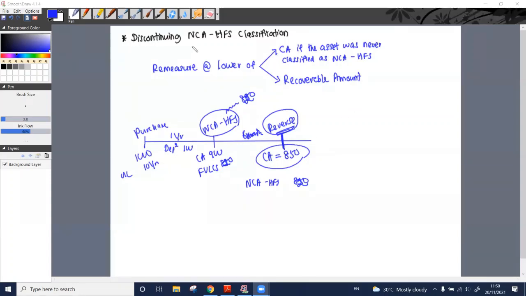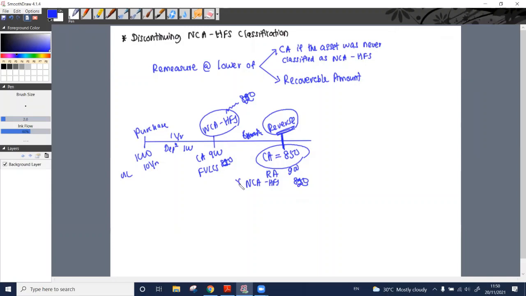Recoverable amount, right? So when discontinuing the non-current asset held for sale classification, if we reverse our decision, then we need to know these two figures. What is the carrying amount if the asset was never classified as non-current asset held for sale, and what is the recoverable amount? Assume it is 900. We need to consider the lower of these values. That is 850.